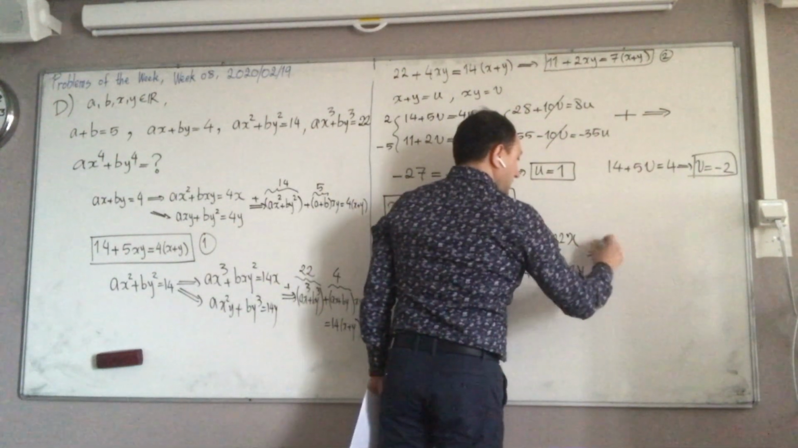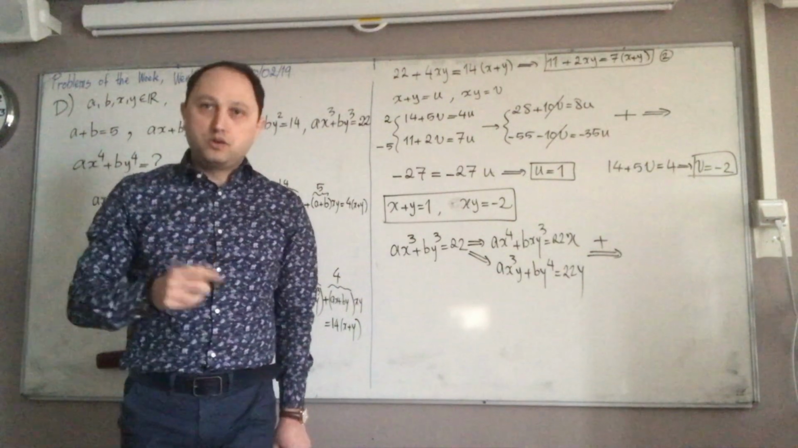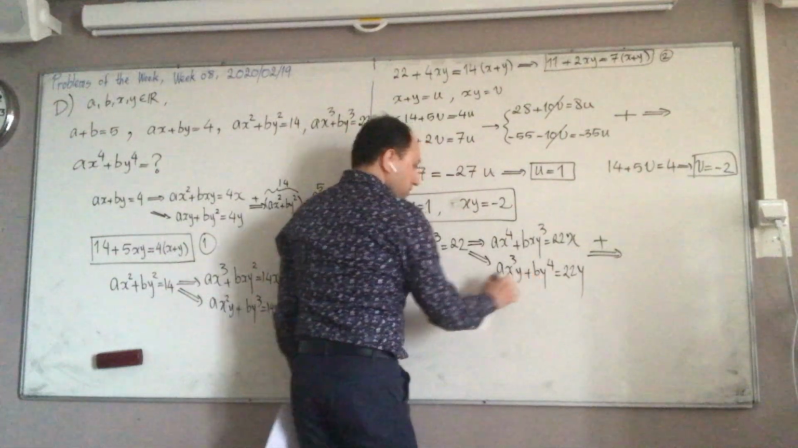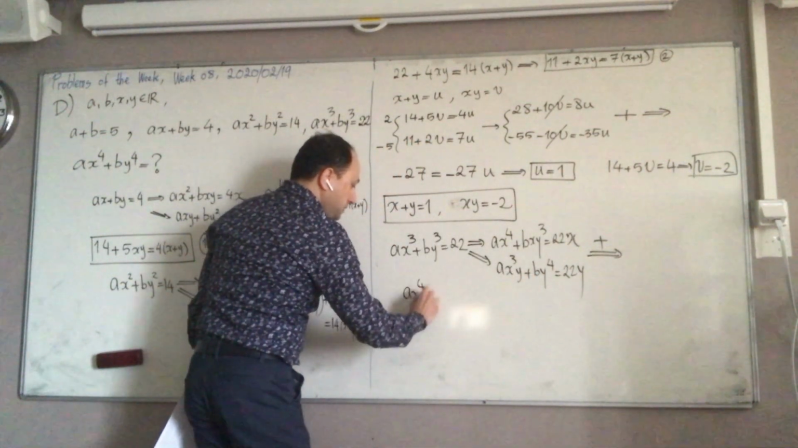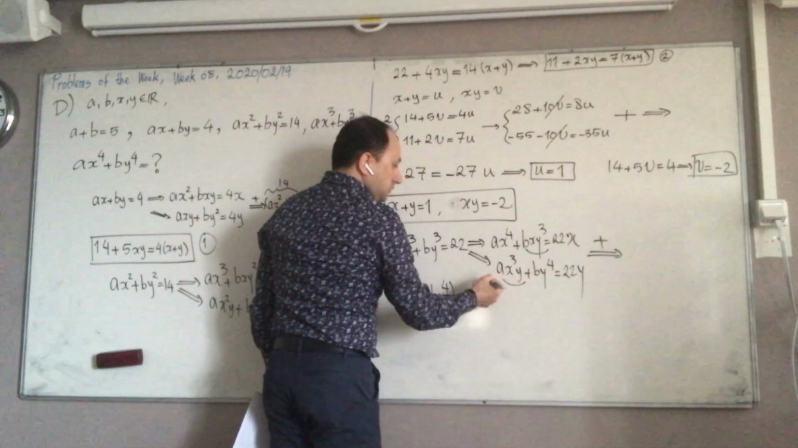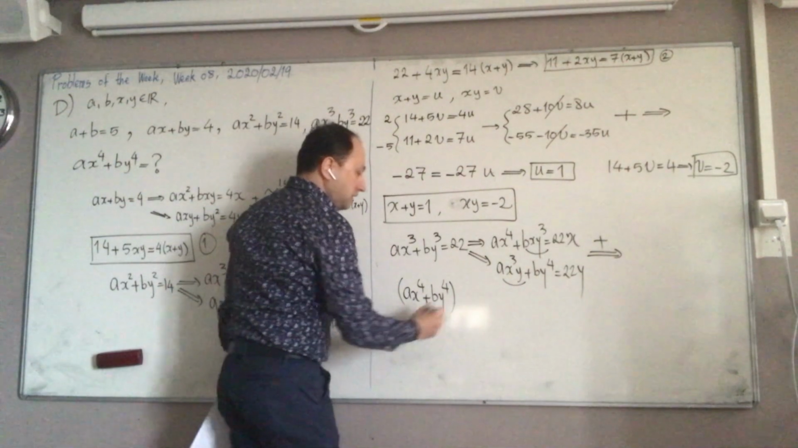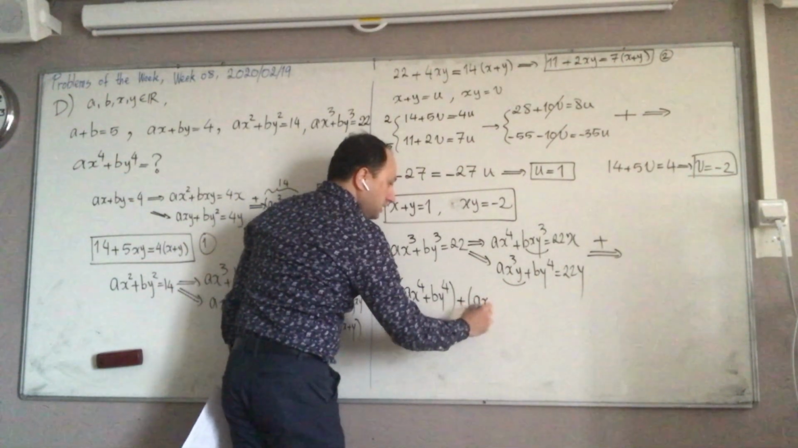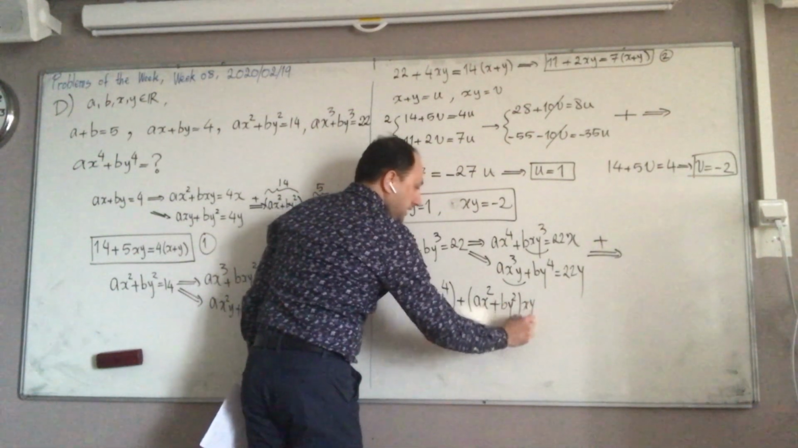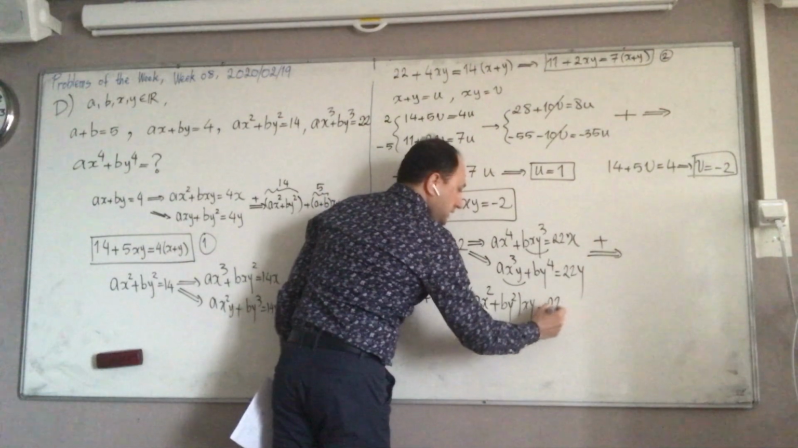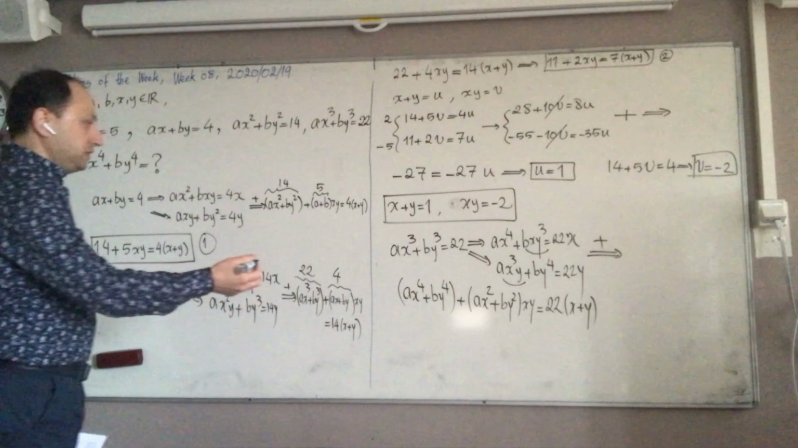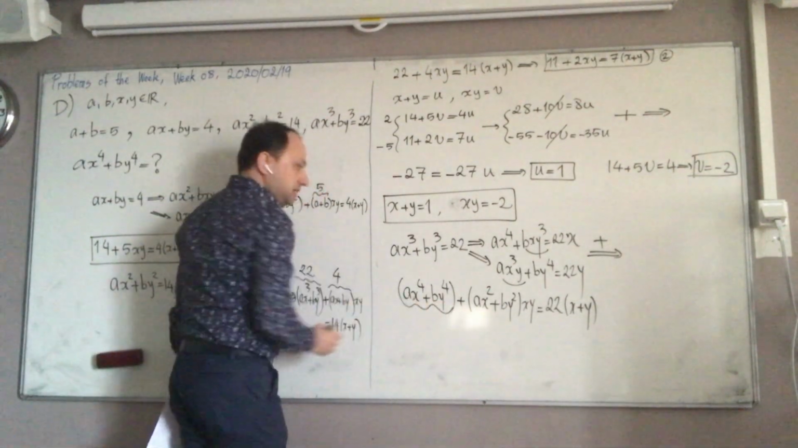And then again, you see, I am just using the same trick over and over again. I add them, this one and this one, I write next to each other. So it becomes ax to the 4 plus by to the 4. And this one and that one, when I add them, I see xy in common. So if I factor xy, it becomes ax squared plus by squared times xy. And if I add these two, it becomes 22 times x plus y. Now I think that you have realized what is happening. This is exactly the question mark.